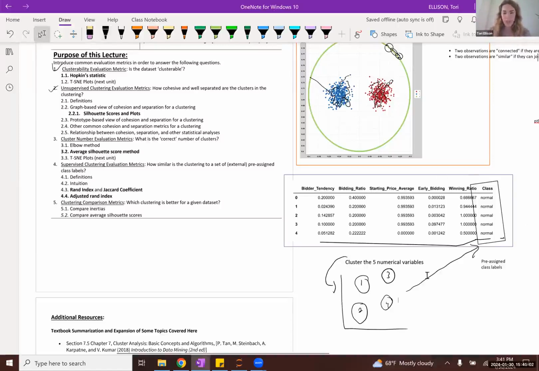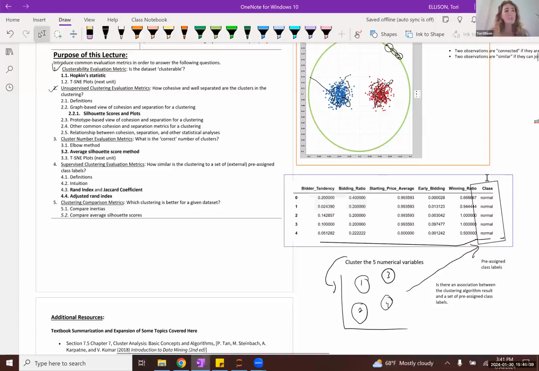But instead, we're simply going to ask a question of association. So we're going to ask the question, is there an association between the clustering algorithm results and a set of pre-assigned class labels? Okay, now basically this data set is a series of metrics for a set of eBay auctions. So it details various pieces of information that you could measure about a given eBay auction.